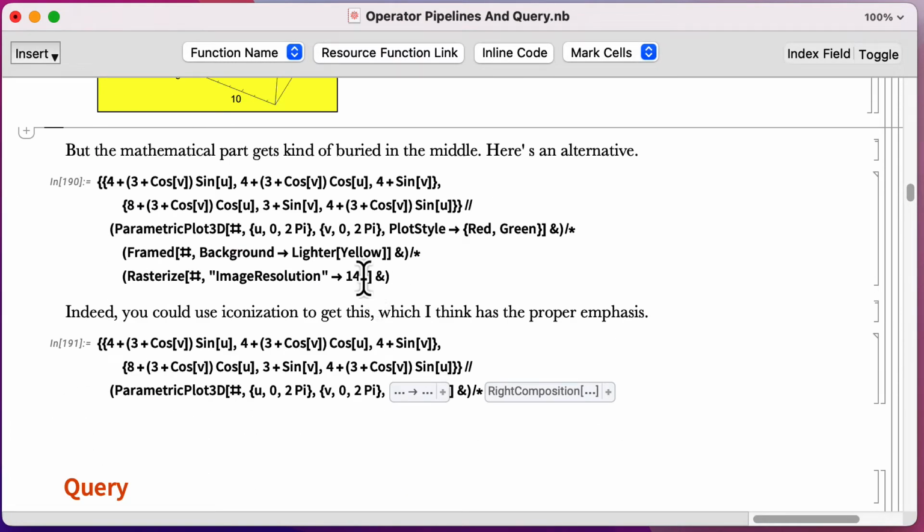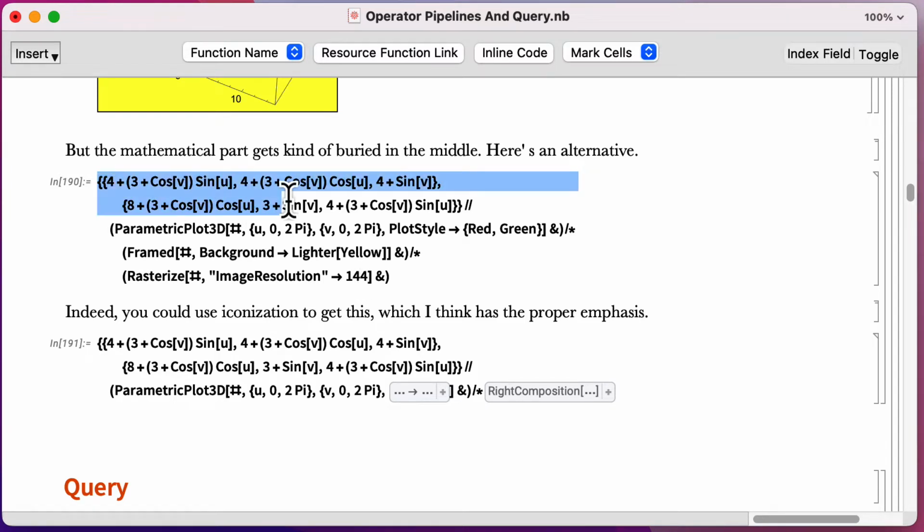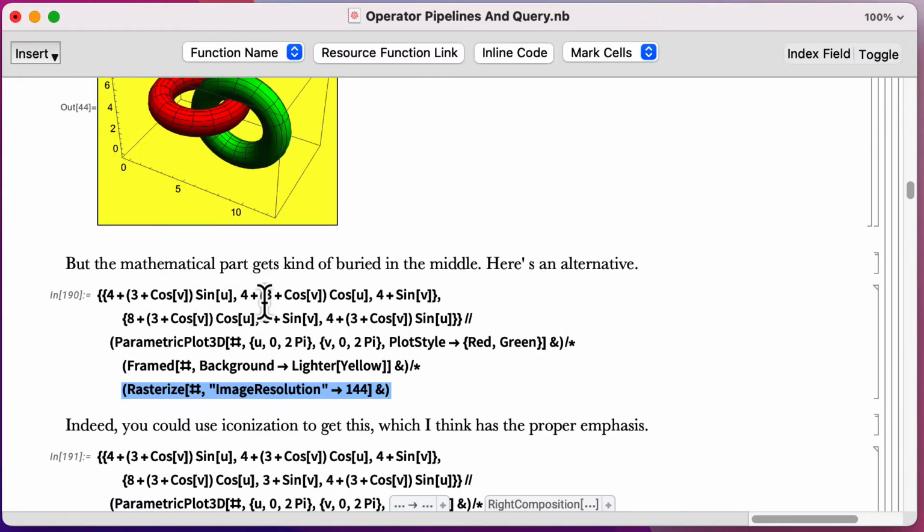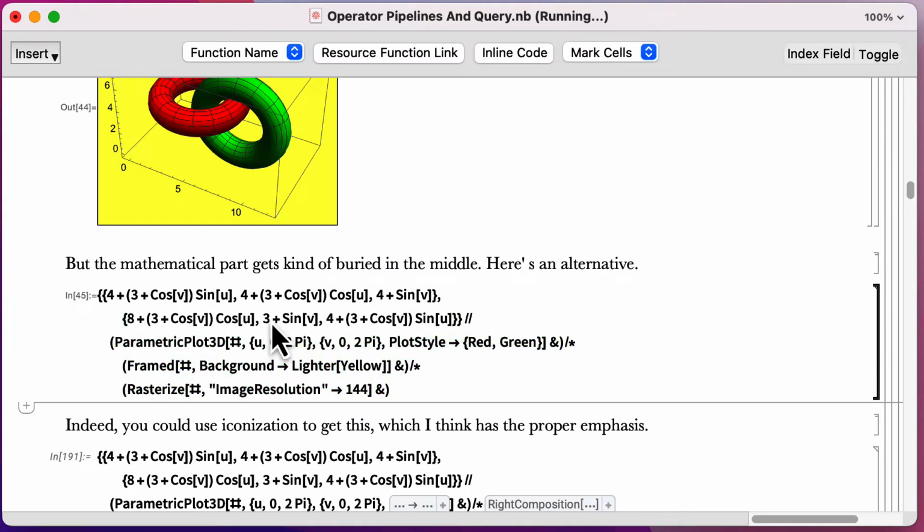Here's how we could rewrite this in an operator pipeline postfix kind of way. Start with the expressions, and then here's what we're going to do. First, we're going to make a parametric plot of it. You'll notice the little slot there to turn this sort of into an operator, and then let's take the output from that and frame it, and then let's take the output from that and rasterize it. And if I do this, it should give me the same thing.